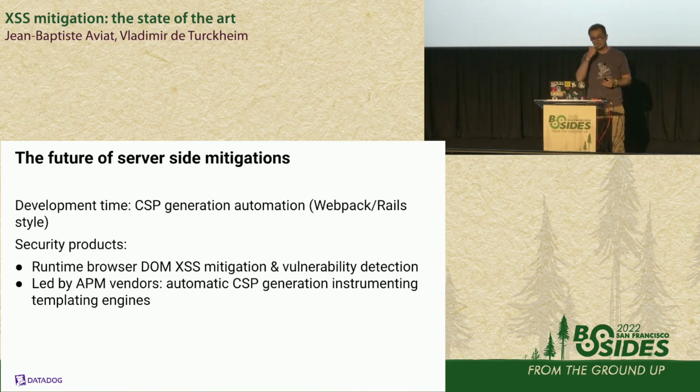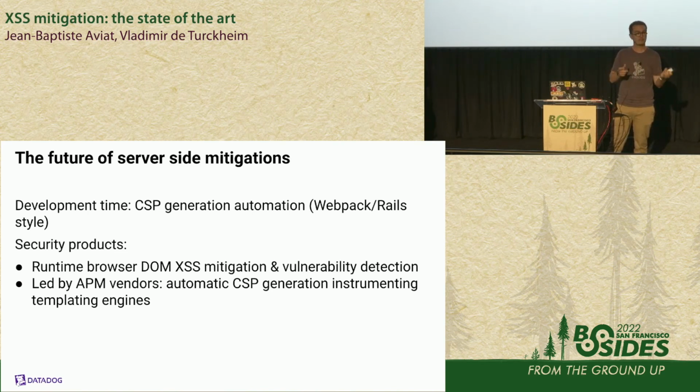And the second part will be led by APM vendors. Since APM vendors have access to all the context of the application, something they can do is instrument the templating engine themselves and dynamically inject nonces and build the content security policy accordingly. And so those things will probably arise in the next few years.